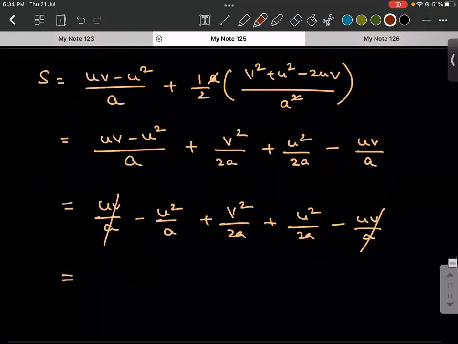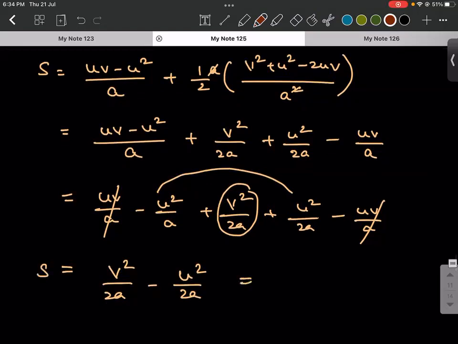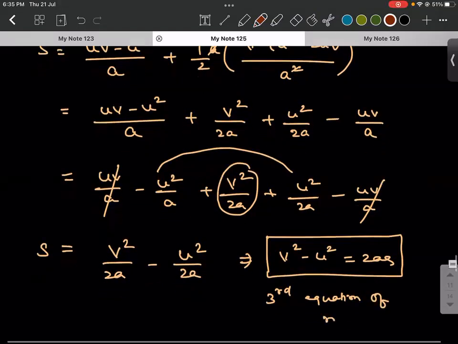Uv by a and uv by a will get cancelled. So v square by 2a, minus u square by a plus u square by 2a is minus u square divided by 2a, and this will be equal to s. From this we can say v square minus u square is equal to 2 into a into s. And this is going to be the third equation of motion.